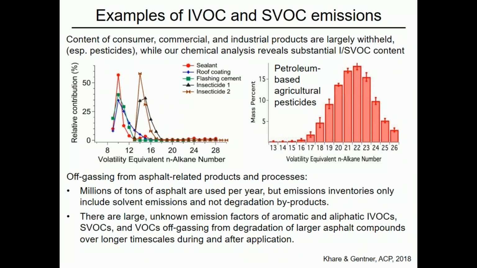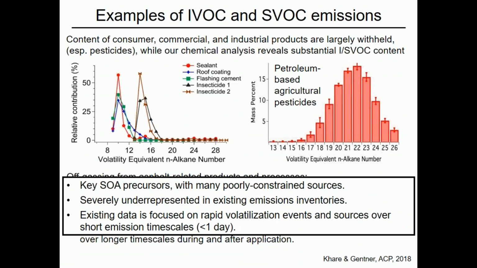And the thing that I really like about this as a case study is it points to the importance of not just the things that we know we put into products and materials, but the things that can form from them, and especially low volatility things. And so the IVOCs represent key SOA precursors, but they're severely underrepresented in existing inventories. And one of the really interesting things is that our data is currently focused on more rapid volatilization, so things that are occurring shortly after our product is applied or used. We're not thinking the long game here.